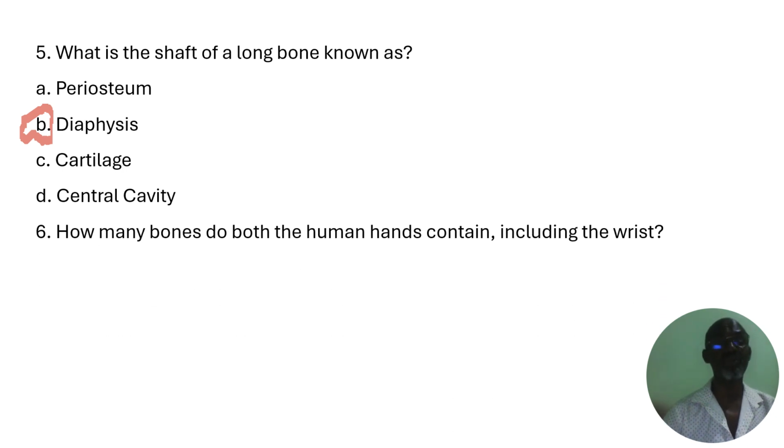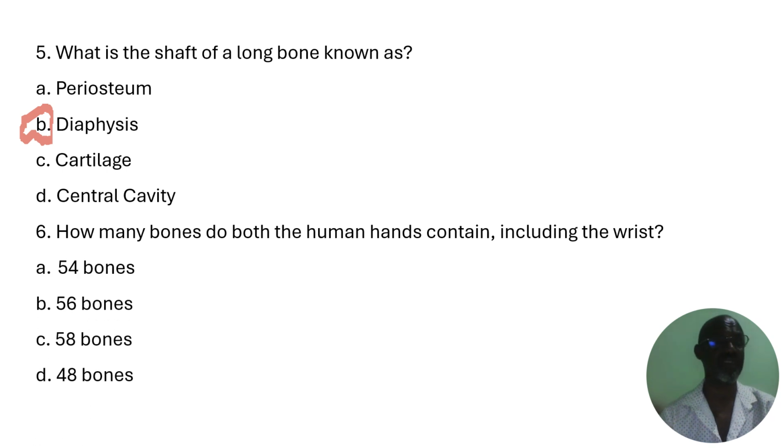Question 6. How many bones do both human hands contain, including the wrist? The human hand, starting from the wrist: the carpal bones are 8, then metacarpals 5, and the phalanges are 14 in total. Therefore, 8, 5, 14. 8 plus 5 is 13, 13 plus 14 is 27. If we think of both hands, 27 times 2, I think 54 is the answer.